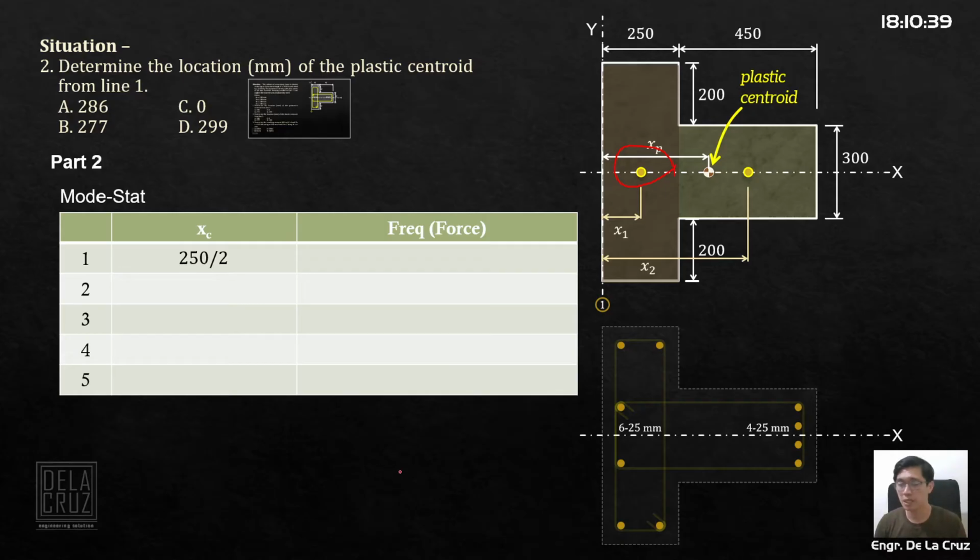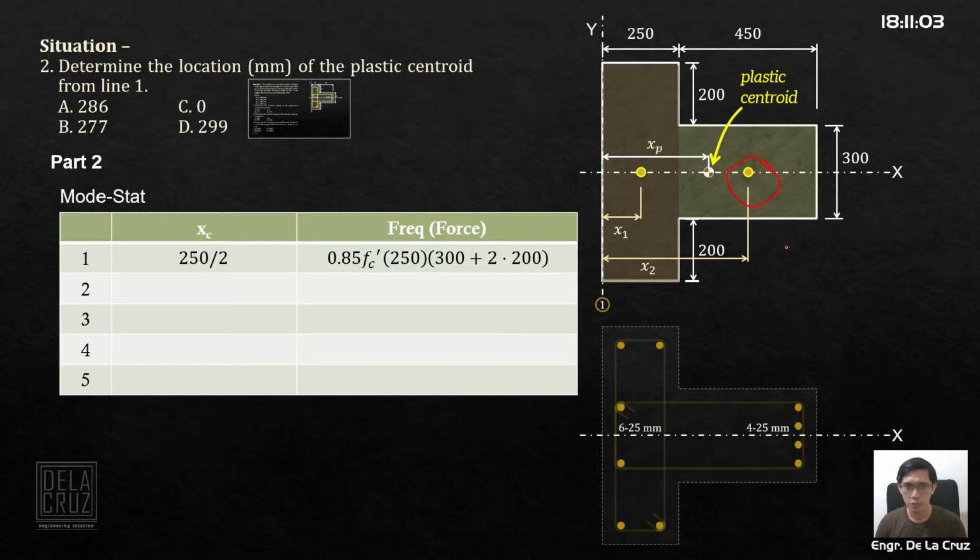So, stress capacity for a concrete is 0.85 FC prime. Yung area niya is 250 and ito, the same kanina. 250 times 300 plus dalawang 200. That's the total dimension here. So, this becomes a force kasi i-multiplyan natin ng stress.